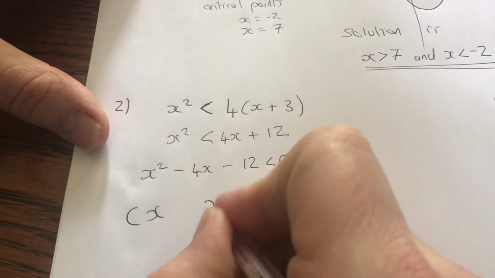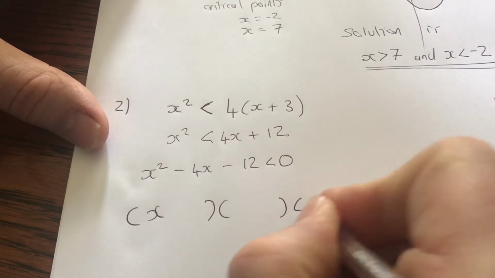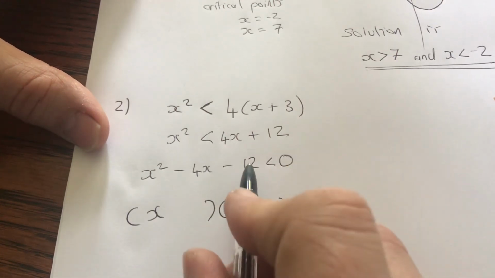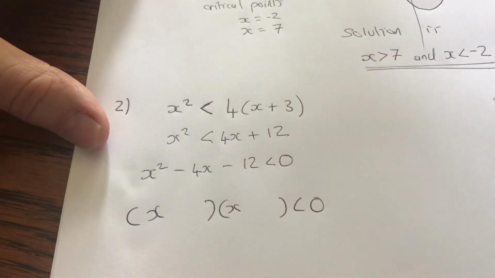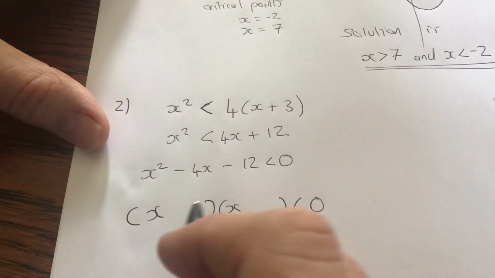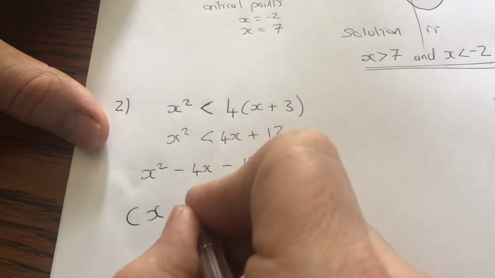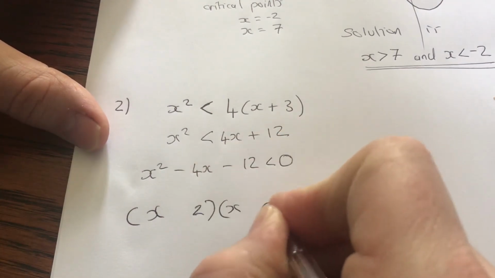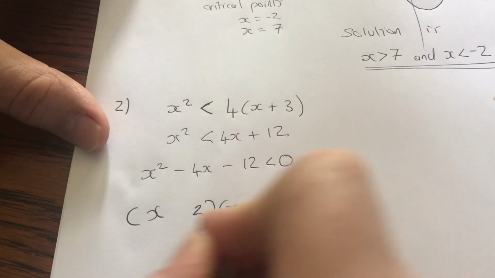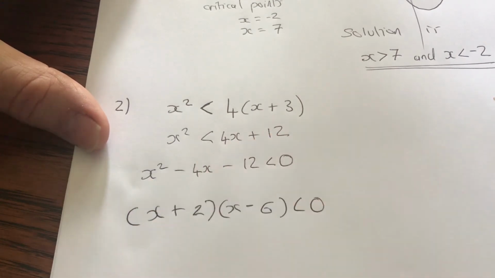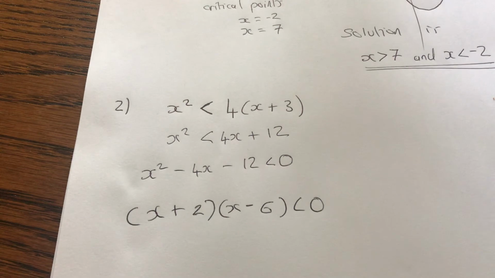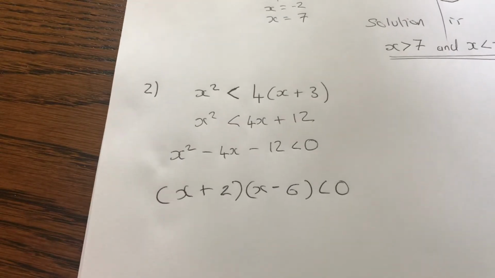You can probably see this factorises. Well, 12, you've got 2 and 6, 3 and 4, 1 and 12. But 2 and 6 is nice because the difference is 4. I know it's going to be negative 6, positive 2 to make negative 4. If you're a bit unsure on this bit, you need to go away and practise your factorising quadratics. That is a crucial skill that you absolutely need for the higher exam.